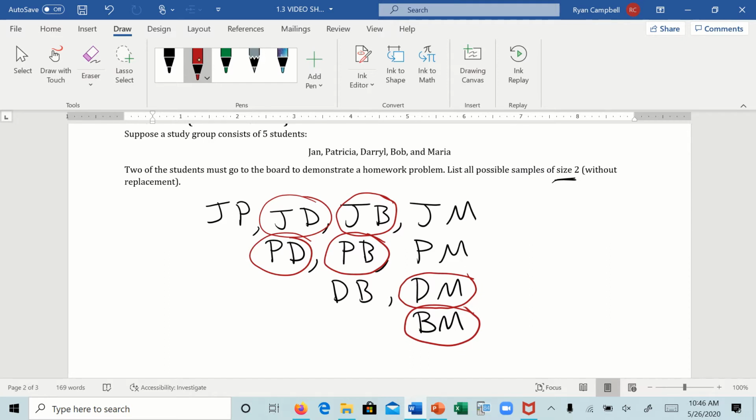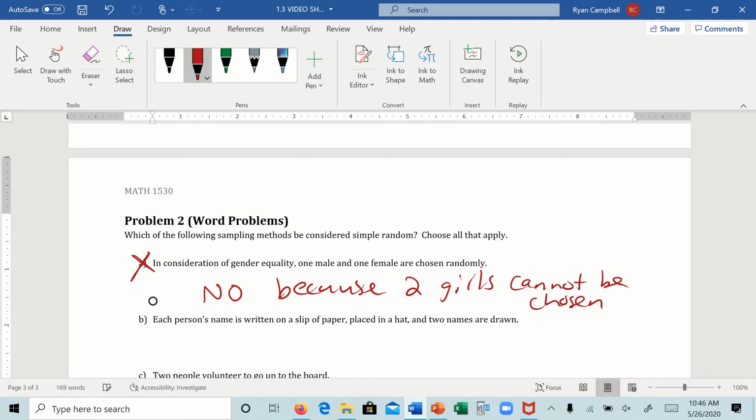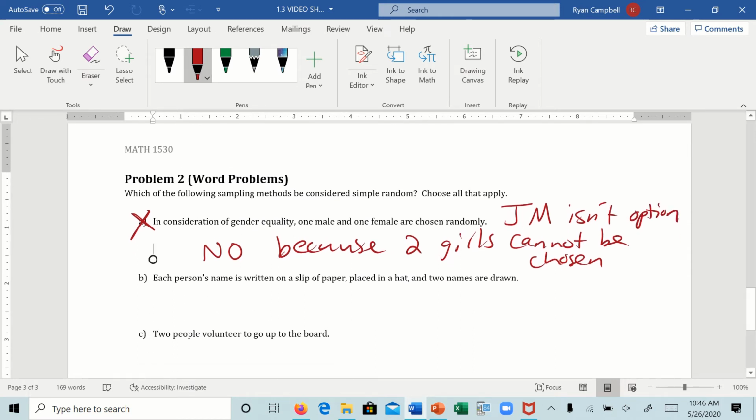So does every combination, right, of 2 people have the same chance of getting chosen, have an equally likely chance? No, right? 2 girls could never be chosen. 2 boys could never be chosen. So because of that, it is not simple random, right? Because 2 girls cannot be chosen. Or you could say because Jan and Maria isn't an option, right? And all of them have to be options. They have to have the same probability of getting chosen.